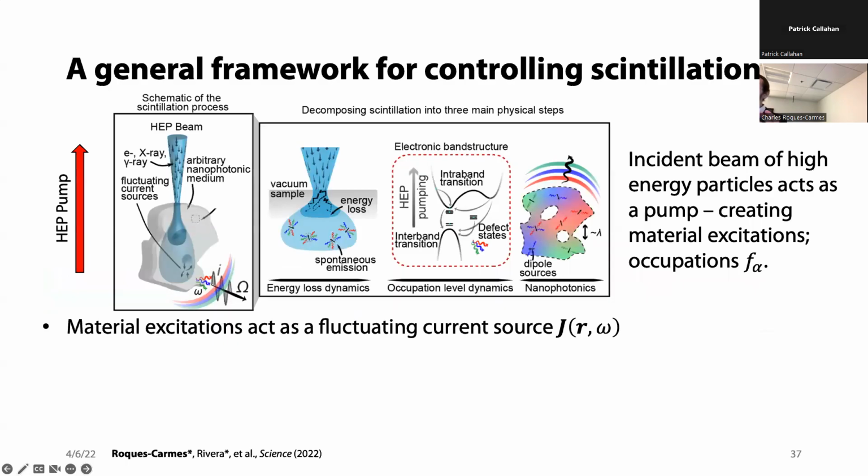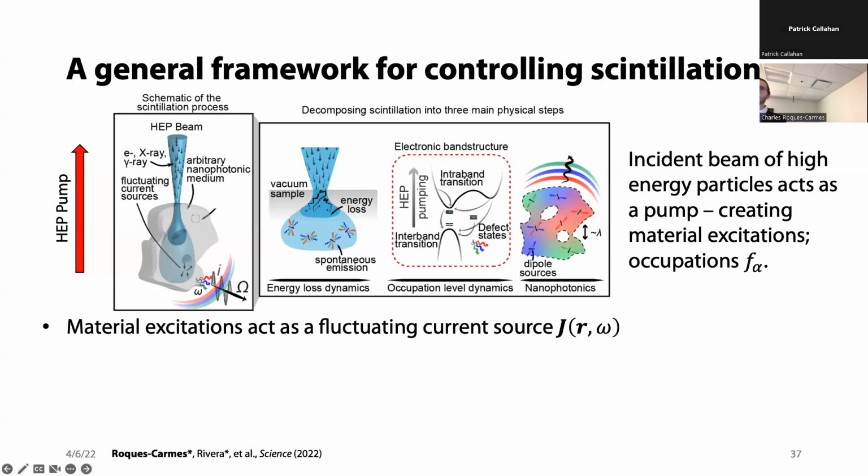And so we wanted to take a step back and propose a general framework to model scintillation, irrespective of the type of nanophotonic effects we want to use to enhance it. So we consider the general picture here, where you have a nanophotonic blob, just patterned on the scale of the optical wavelength. And by optical here, I mean scintillation emission wavelength. And we pump it with a high energy particle beam. It's going to induce some fluctuating current sources that emit.